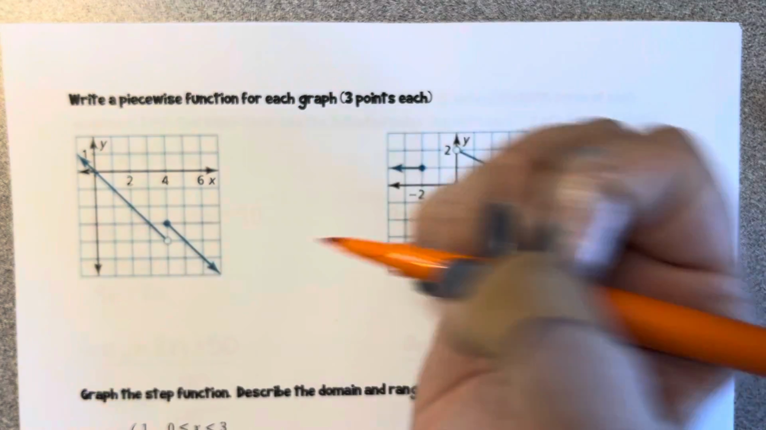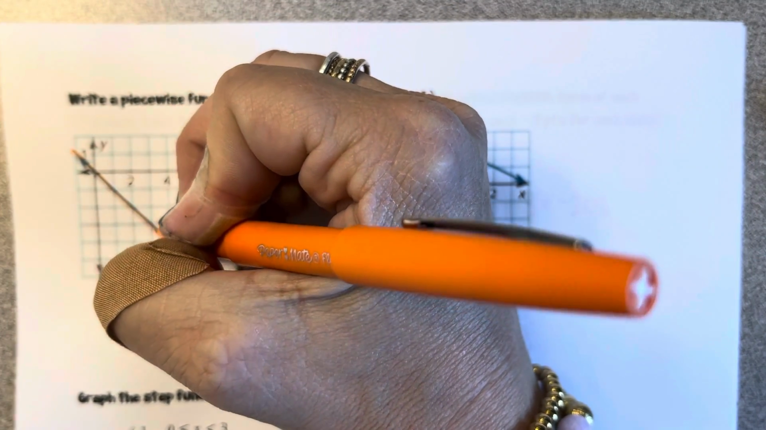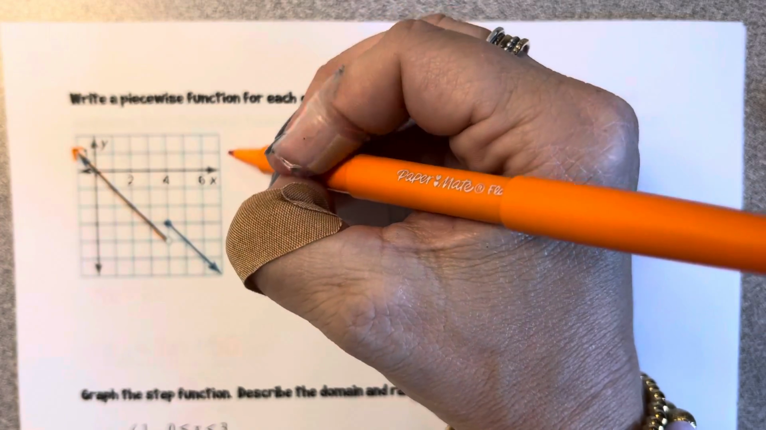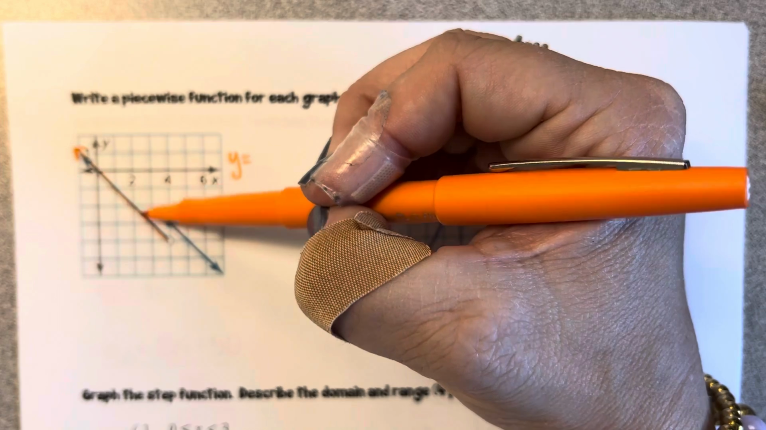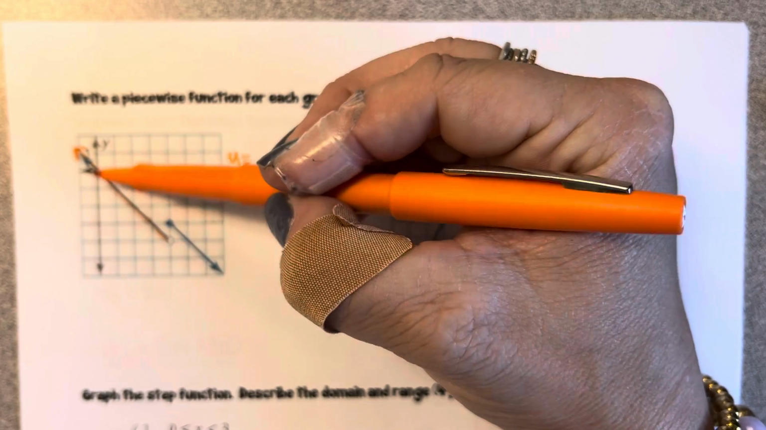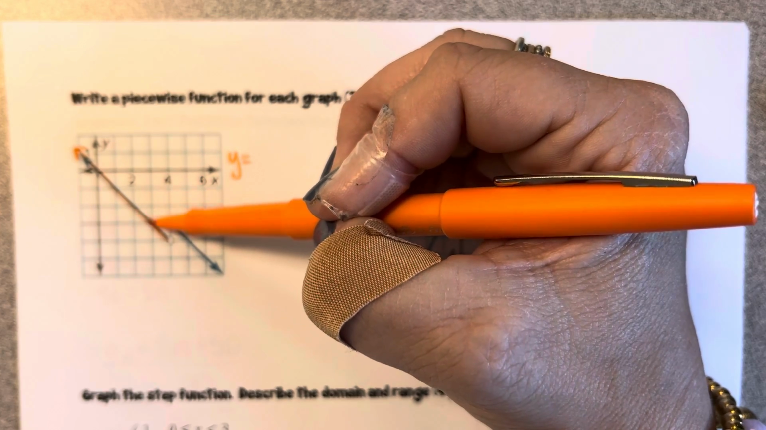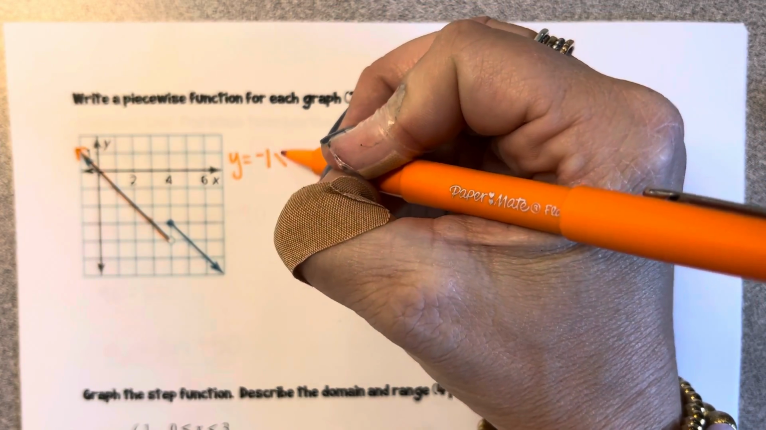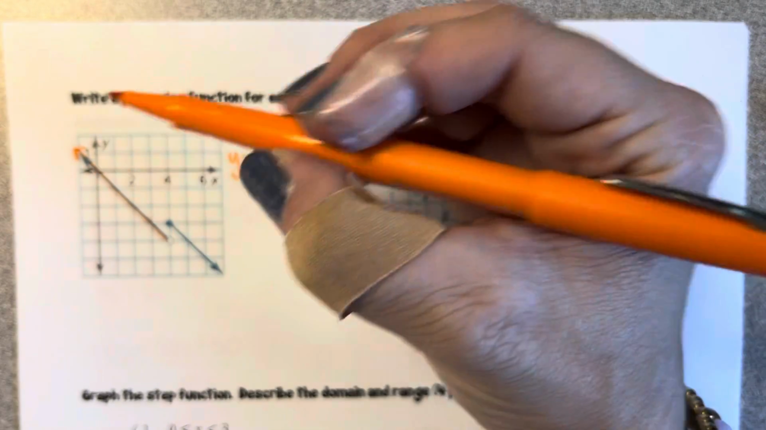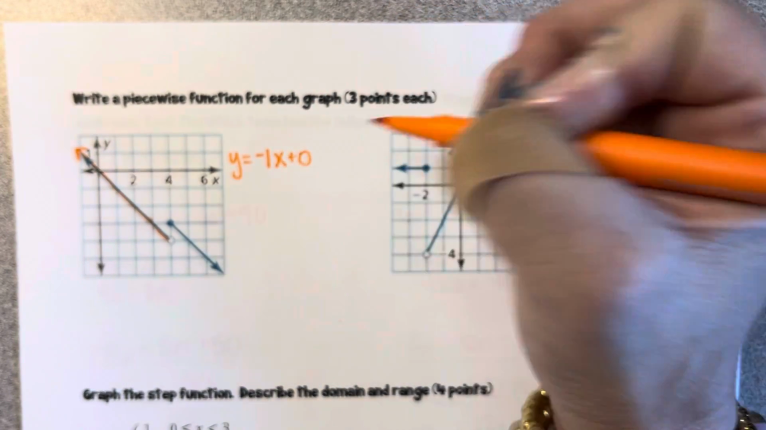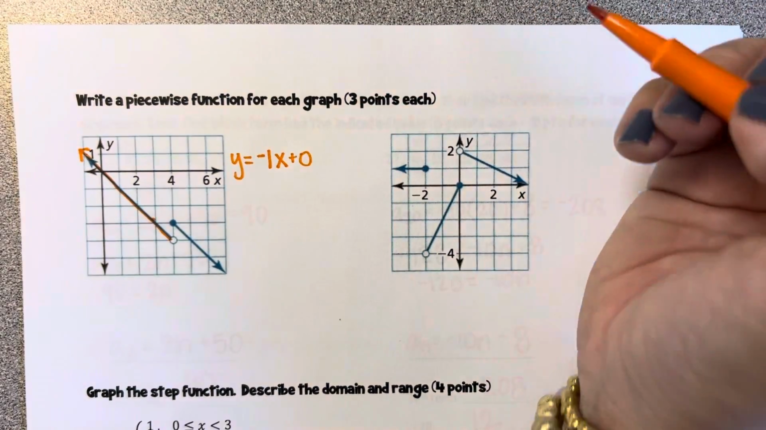I'm going to do this one in orange. So y equals, so the slope, right? We're looking at it going from here down to here. Down one to the right one, down one to the right one, down one to the right one. So that's negative 1x. And then where is it crossing the y-axis? It's crossing the y-axis at 0, right? So we don't need that plus 0. We can just say that y equals negative x.